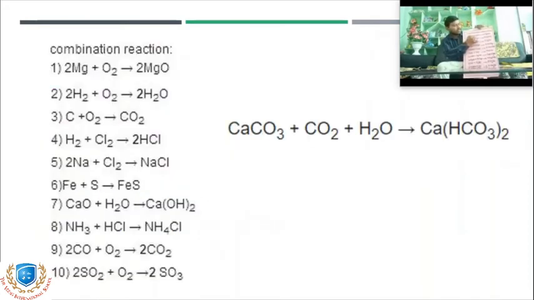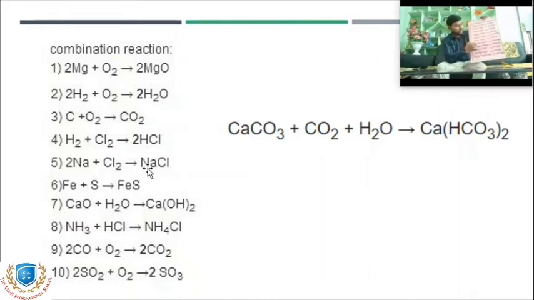Magnesium solid combines with oxygen to form magnesium oxide solid. In the same way, hydrogen gas combines with oxygen gas to form water, a liquid. Here two elements combine to form a liquid substance, water, hydrogen monoxide. Hydrogen gas combines with chlorine gas to form hydrogen chloride gas. Here two elements combine to form hydrogen chloride gas. Also, sodium combines with chlorine gas to form sodium chloride salt, which is solid.